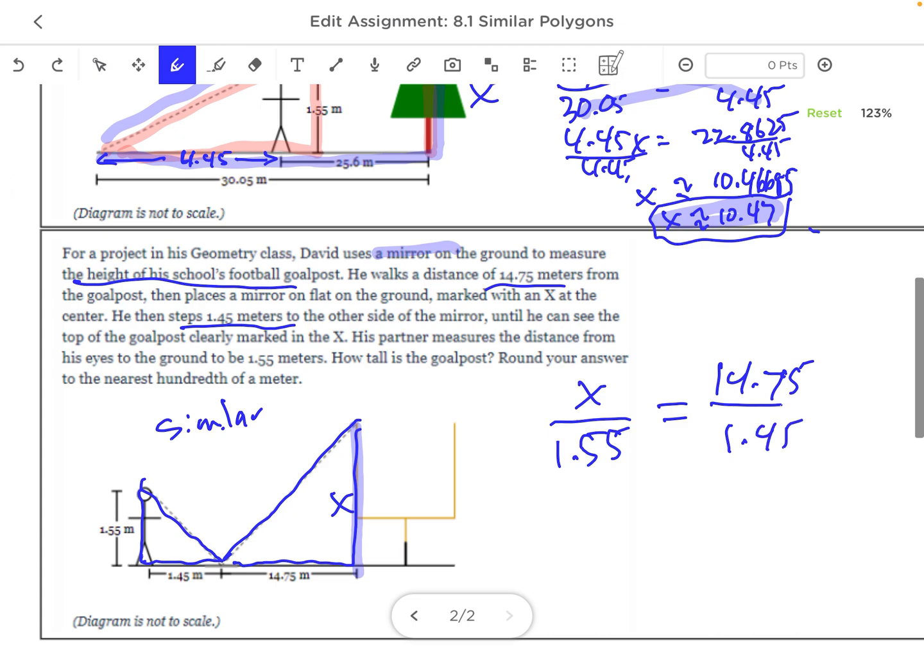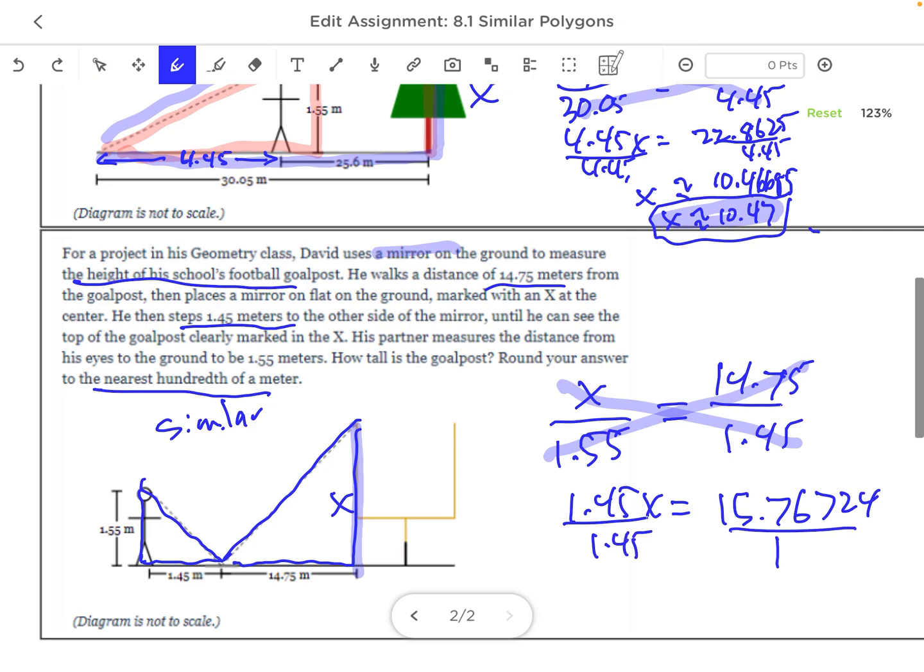As long as we set it up correctly, all we have to do is our cross multiplication. So we have 1.45x equals, and that times that gives us a pretty gross number of like 22.8625. We know we're going to the hundredth, so that's 2 digits, so let's write down 5. Then we're just going to divide by that 1.45. It's always our last step. Oh, whoa, I'm sorry, what did we get?